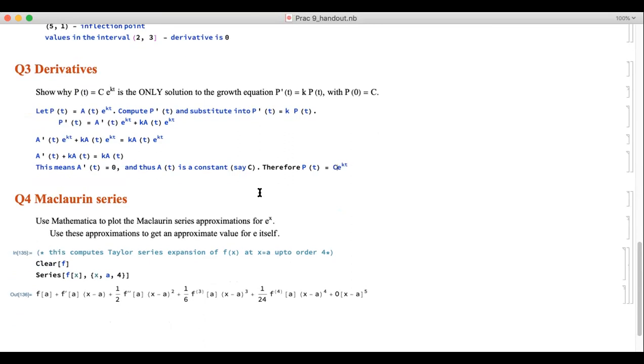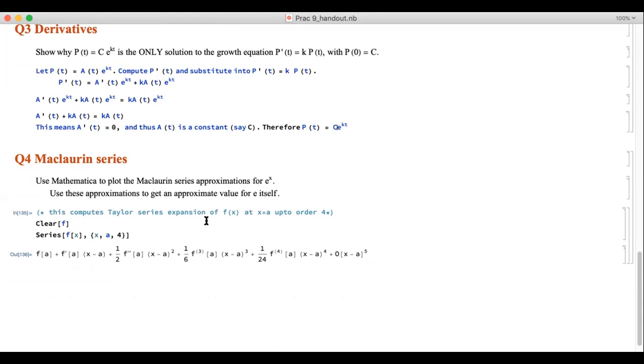Any questions? No? Okay, let's go through the last question. Maclaurin series. What is a Maclaurin series? What is it related to Taylor series? I believe you have covered this.